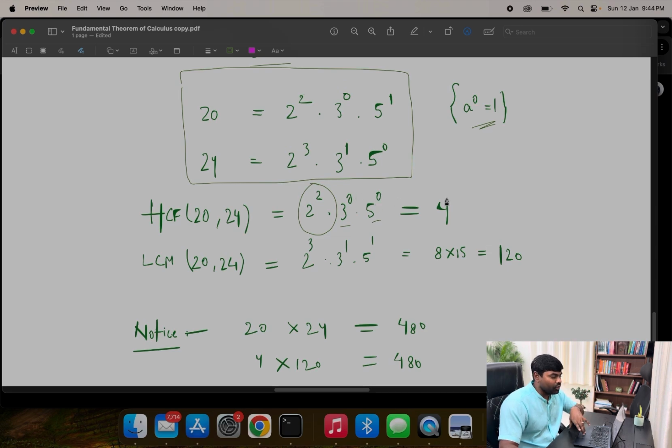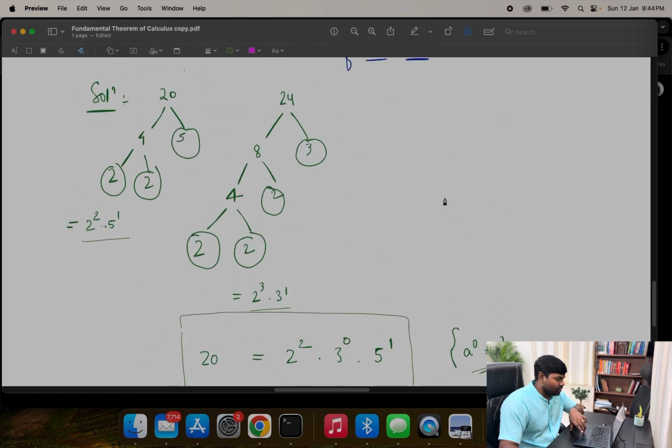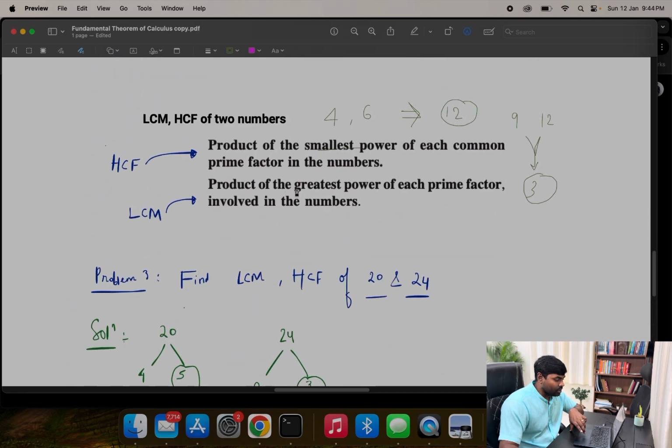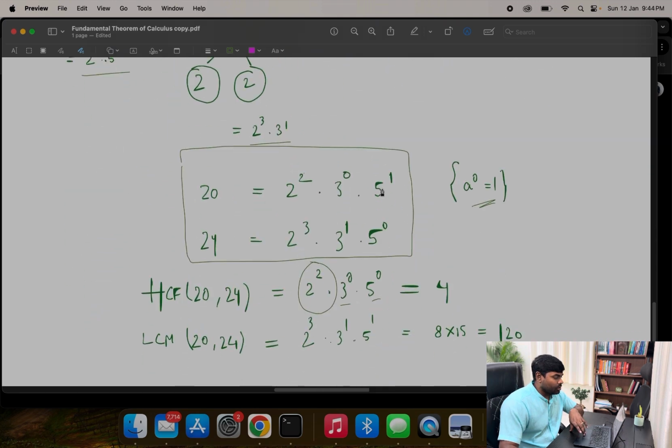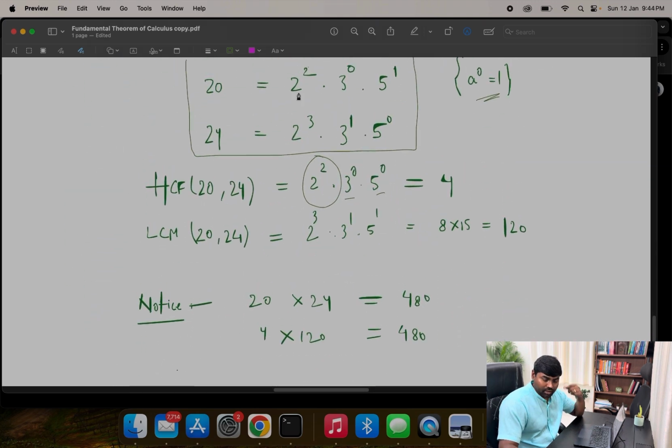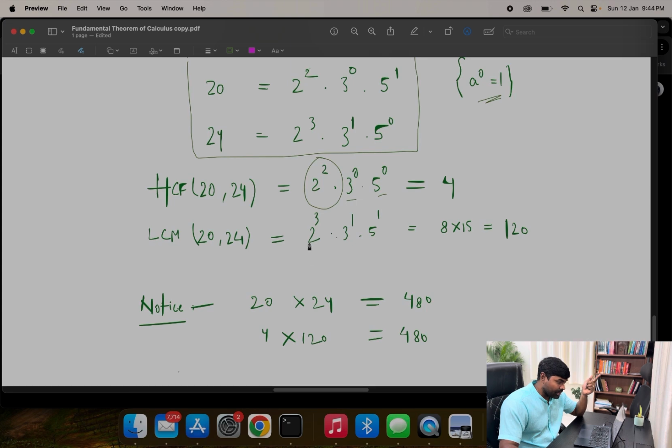For LCM, we have to take the highest power, right? For LCM, you have to consider the product of the greatest power of each prime factor, right? So between 2 power 2 and 2 power 3, 2 power 3 is bigger. Between 3 power 0 and 3 power 1, 1 is bigger, and similarly 5 power 1 is bigger. You'll get the overall answer as 120. All right, this is a direct application. There's nothing fancy about it.